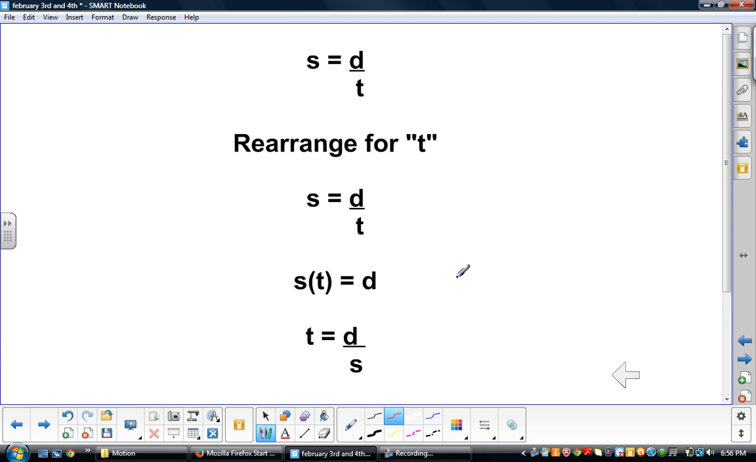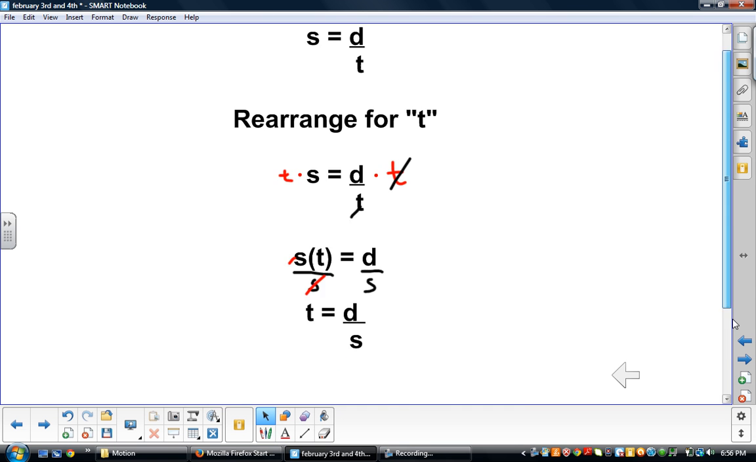we're going to do the same thing with our s equals d over t. So first thing that we do is we multiply both sides by t, and that makes the times cancel. So now we have s times t equals d, but we want t by itself, so what do we do? We divide both sides by s. Now our s's cancel, leaving us with time is equal to distance divided by speed.